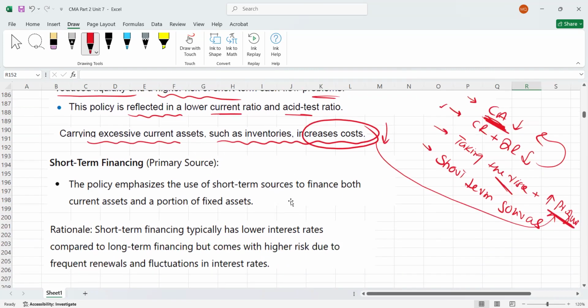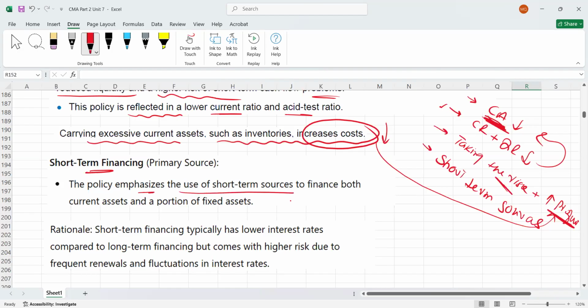Then, short-term financing. As I told you, under the aggressive approach we will rely more on short-term financing. We can say that the majority of the current assets, which includes permanent and temporary, will be financed through short-term sources. So the policy emphasizes the use of short-term sources.